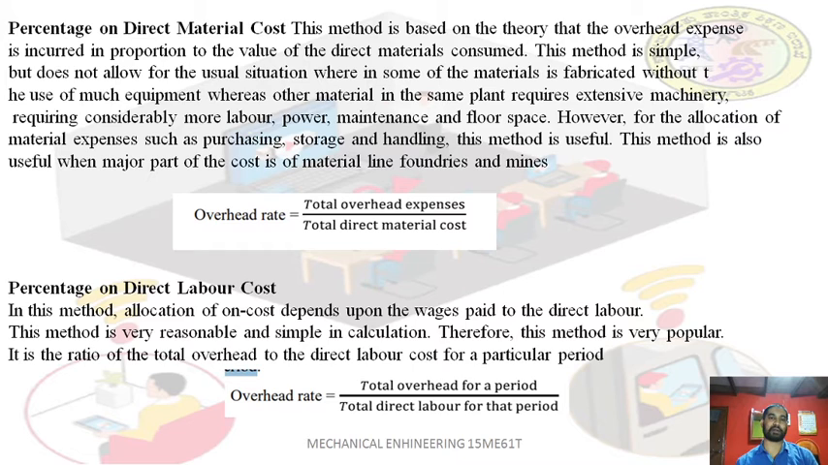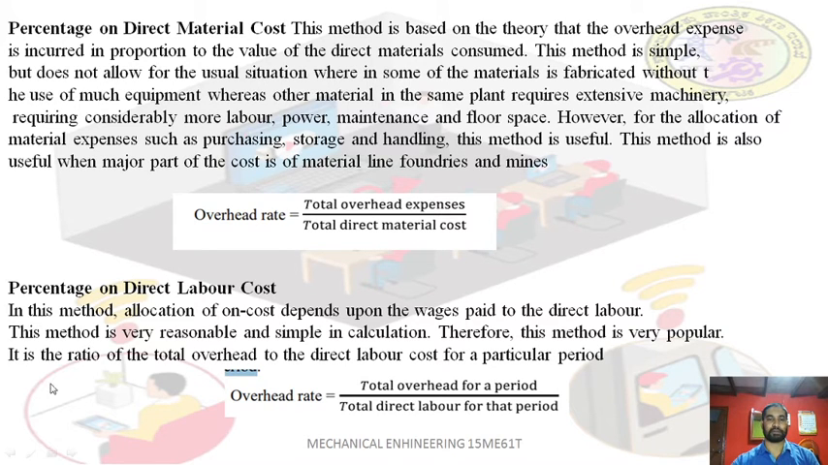Suppose the overhead is 10% of direct material. If the total direct material cost purchased was rupees 1000, then the overhead expenses will be 10% of that, that is 100 rupees. If it becomes 2000, then the overhead expenses will become 200. Like that, it will vary because we are allotting a particular percentage.